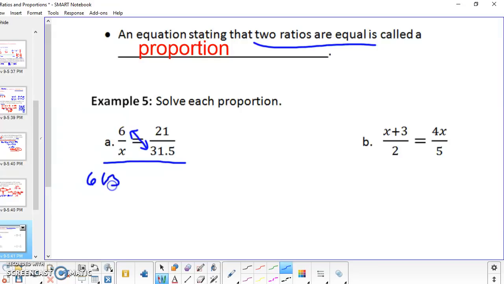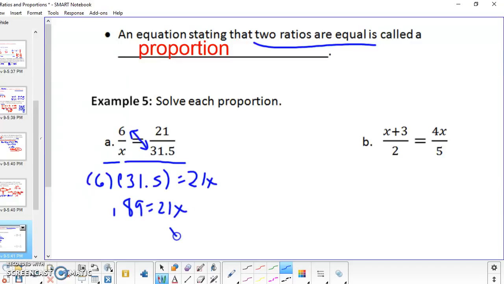times 31.5. That's pretty ugly. Try it again. 6 times 31.5 equals 21x. 31.5 times 6 is 189. And if we divide both sides by 21, we get x equals 9.